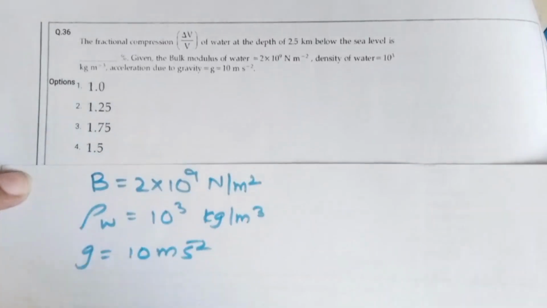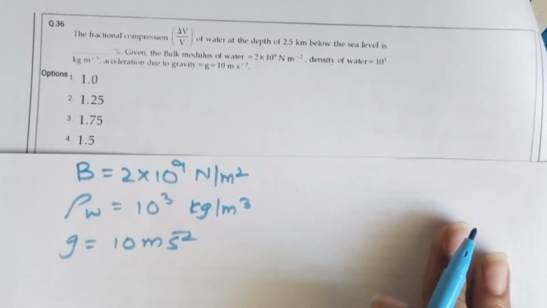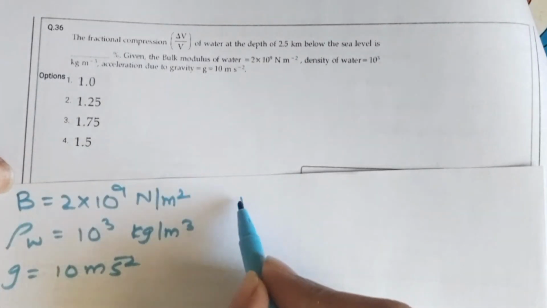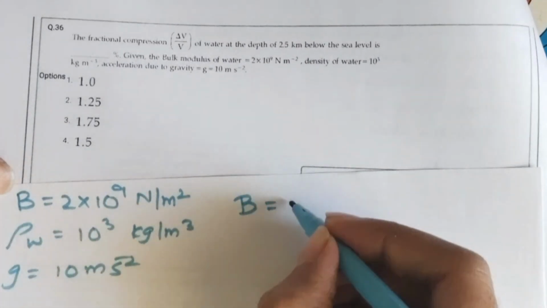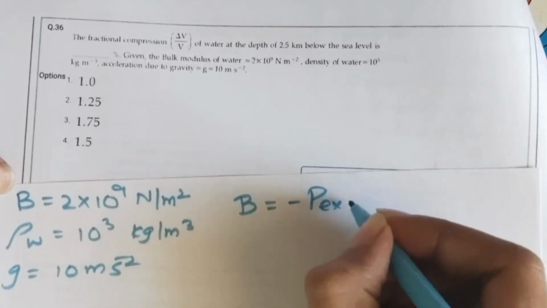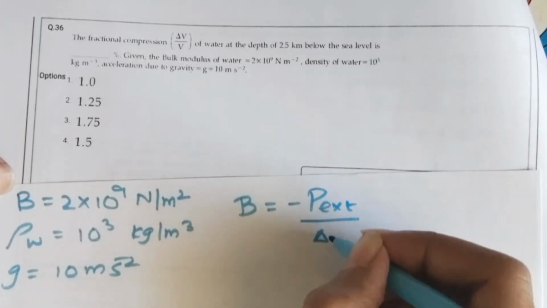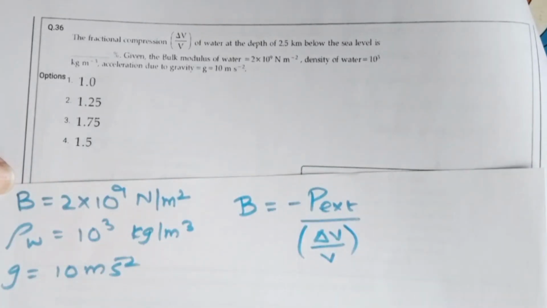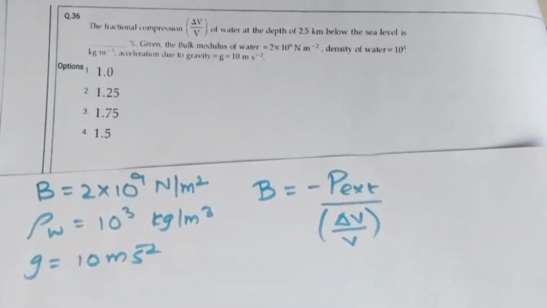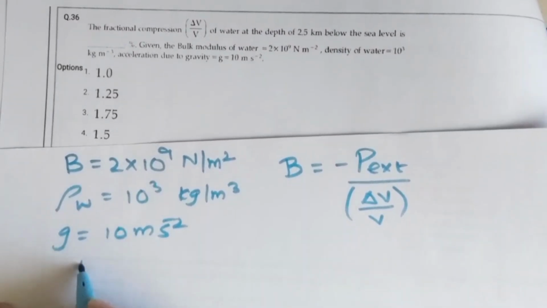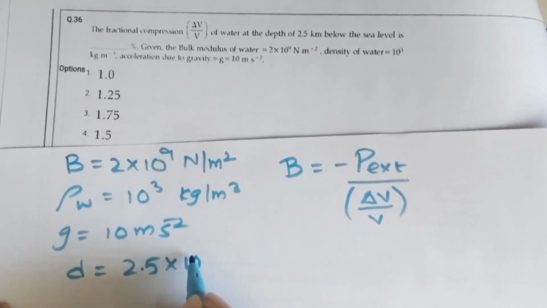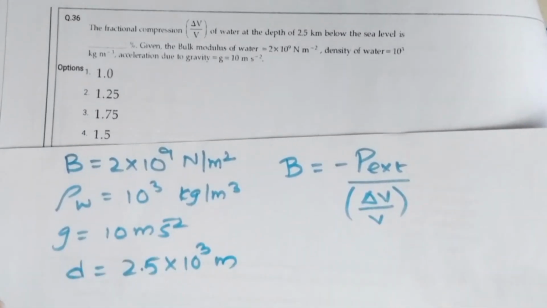So what he was asking is fractional compression. We know the relation between bulk modulus and fractional compression. What is it? B equal to minus P external by fractional compression. I hope everyone knows this relation, right? And they have also given the depth to us. The depth D equal to 2.5 kilometers, that is 2.5 into 10 cube meters.